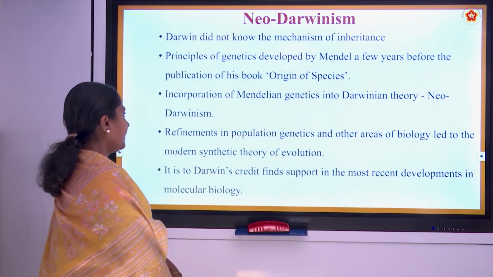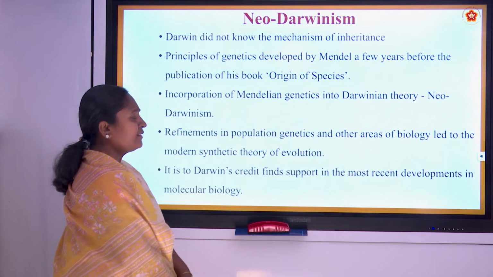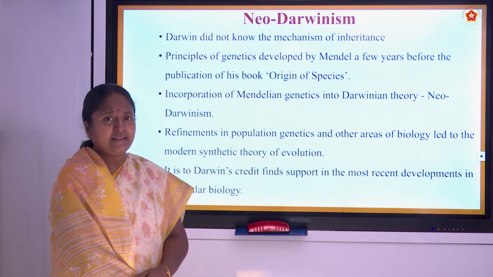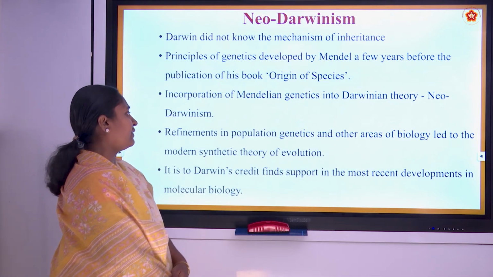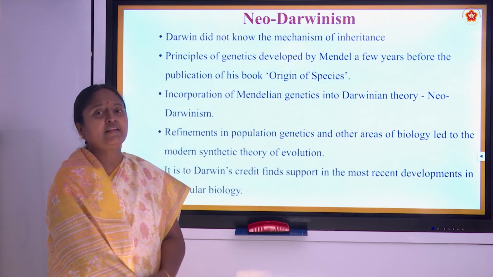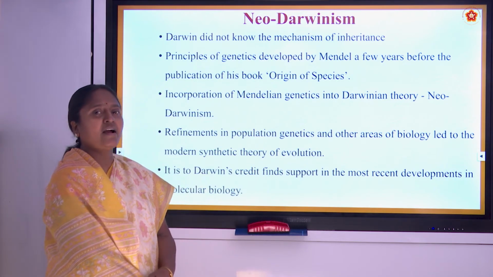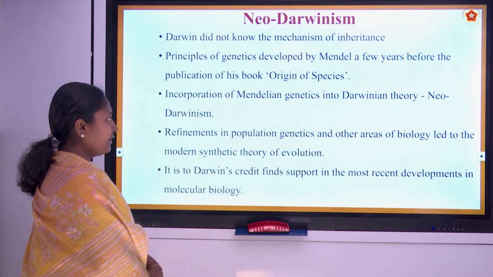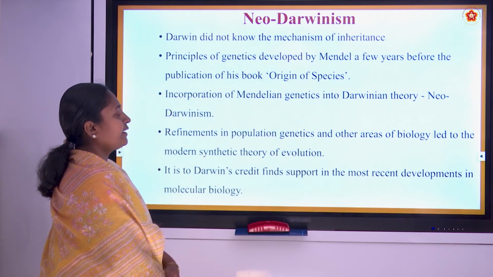Okay, and when the Neo-Darwinism theory gets refinement, it means new approaches and new findings are added and make it a little clearer, right? This refinement comes from population genetics and other areas of biology such as molecular biology, where so many techniques are available to study how the gene varies from one person to another, how the protein varies from one person to another and so on. Those technologies are some of the refinements in the field of biology. Based on this refinement in genetics and biology, we arrived at the modern synthetic theory of evolution.